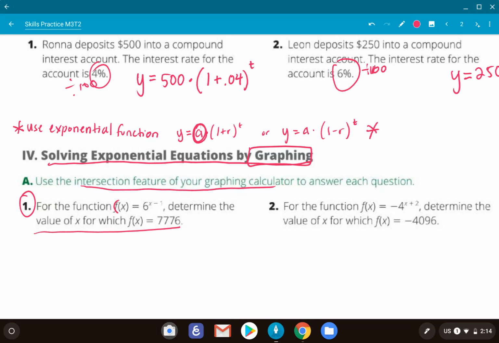So we're trying to determine when this value equals 7,776. And if you are looking at it on the graph, this is your f of x axis, and this is your x-axis. So we're looking at a graph, and we're trying to determine when the y-axis, or the f of x axis, is equal to 7,776. So let's go ahead and use Desmos.